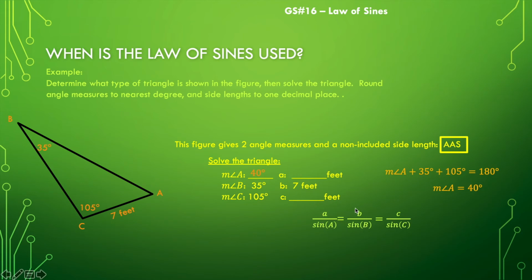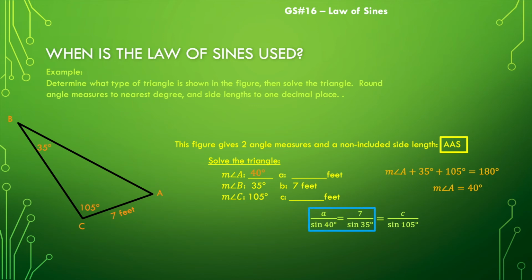I know that B is going to be 7. I know that angle A is 40 degrees, angle B is 35 degrees, and angle C is 105 degrees. Okay, so there we go, just like magic. Now I have a proportion that will allow me to find the length of side A and the length of side C. Now we're going to focus on a part of the proportion at a time.